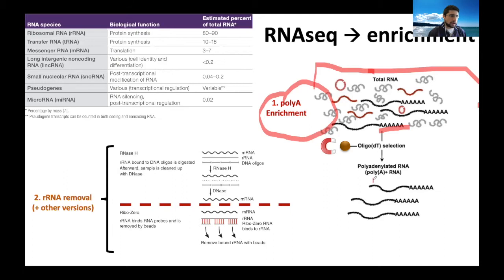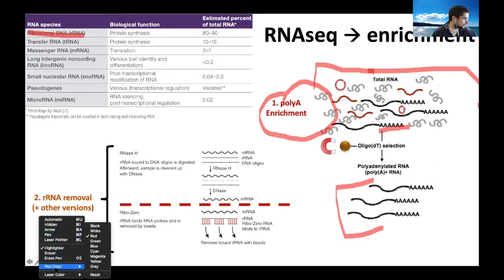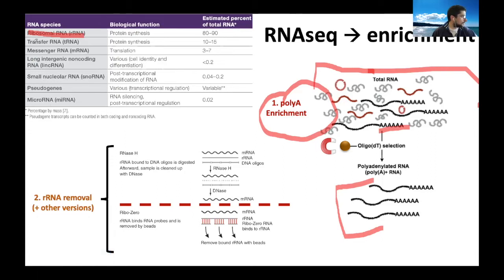So if you're interested only in messenger RNA, this is the way to go. So you perform a poly-A enrichment. In this case, you get rid of everything else that you have in the mixture. So you get rid of the ribosomal RNA. You also get rid of transfer RNAs, long non-coding RNAs, snoRNAs, pseudogenes, microRNAs.